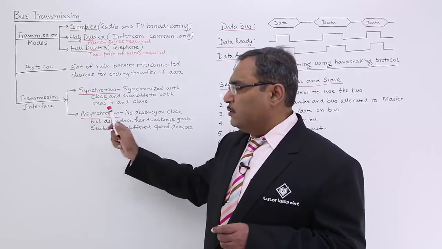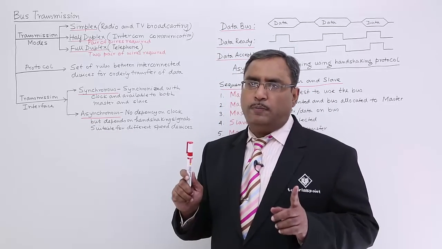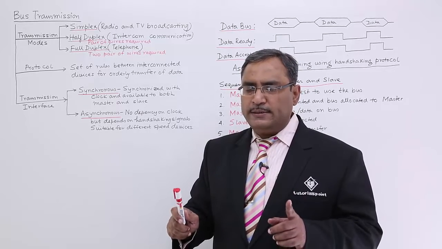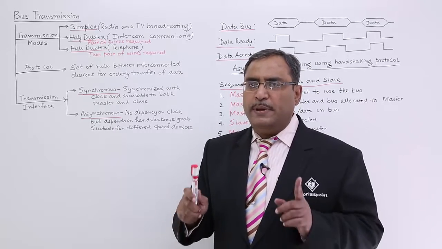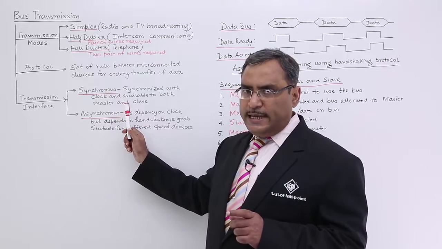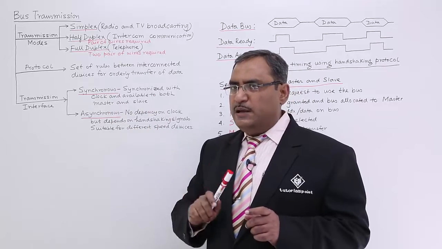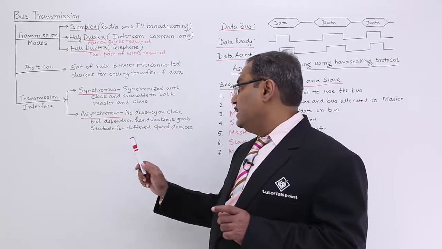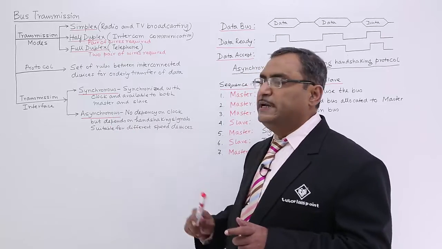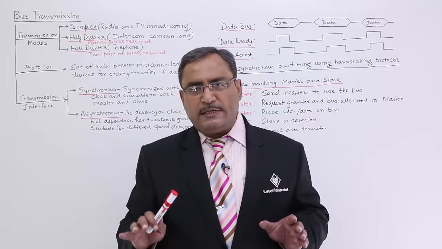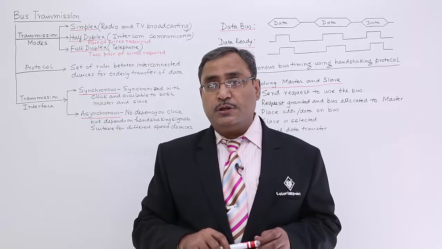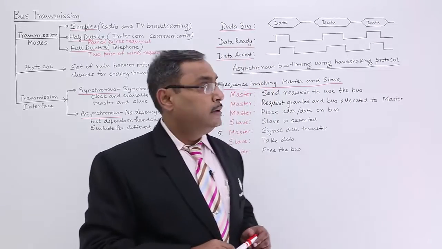In case of asynchronous, there will be no question of any clock pulse. So, in this case, two communicating devices will be communicating through some handshaking signals. So, handshaking signals will be the key signals operating in between two devices, and this is suitable for different speed devices. When the speed mismatches are there between two communicating devices, then asynchronous transmission is one of the solutions.